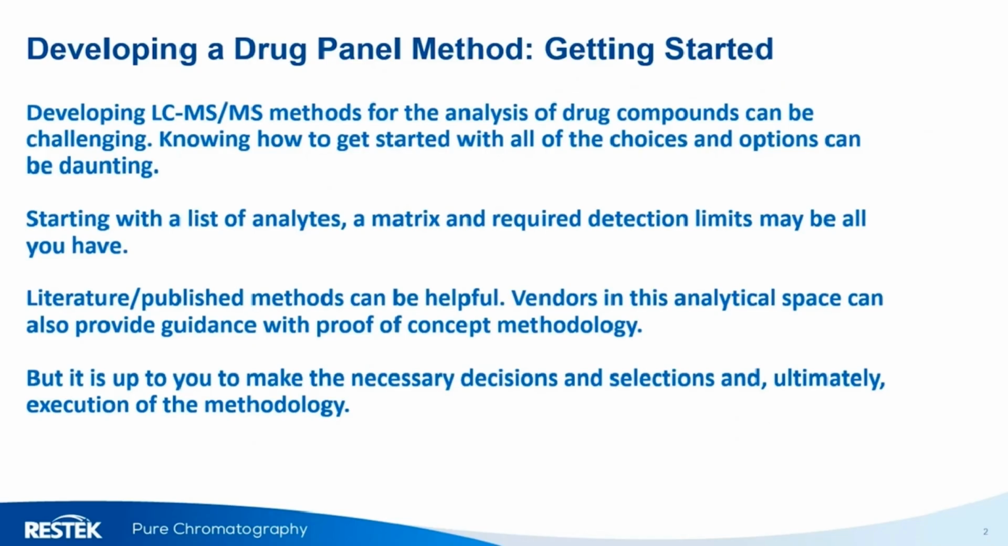Developing a drug panel LC-MS-MS method for the analysis of drug compounds can be challenging. Knowing how to get started with all of the choices and options can be a daunting task. Starting with a list of analytes, a matrix, and the required detection limits may be all you have. Literature or published methods can be helpful, and vendors in this analytical space can also provide guidance with proof of concept methodology. But it's up to you to make the necessary decisions and selections and ultimately execution of the methodology.